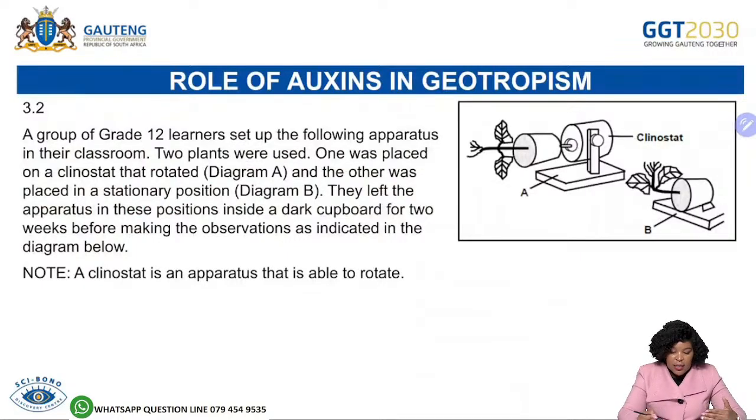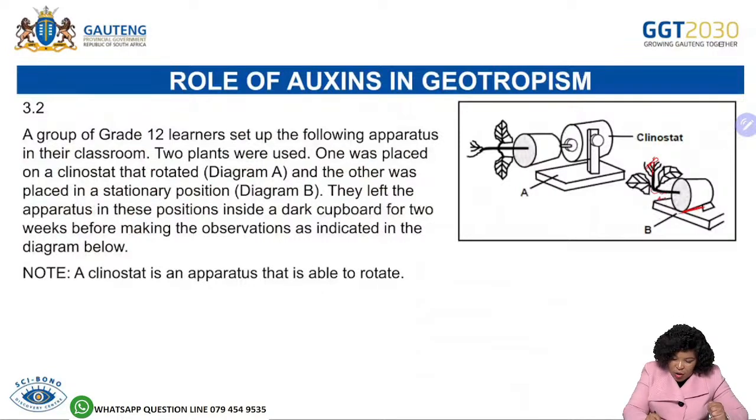Here is a question where you are investigating the role of auxins in geotropism. This is the key thing that you need to know. When a plant is placed on its side, how is the growth going to be? The growth of the stem is going to be upwards. Where is the concentration of auxins going to be more?